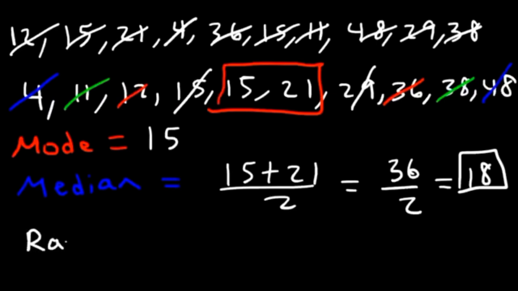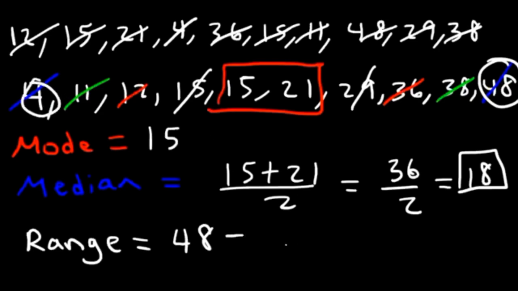Now lastly, let's calculate the range. The highest number is 48. The lowest number is 4. And that gives us a difference of 44.